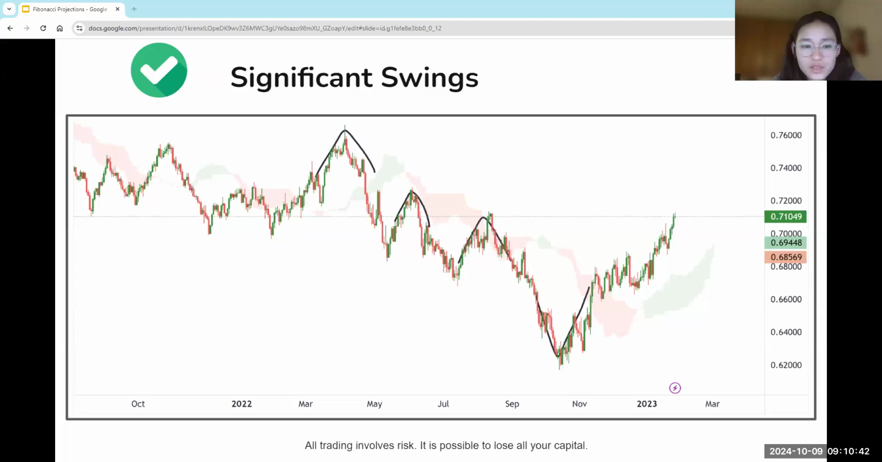Okay, so here's another example of significant swings. So I've drawn out the peaks and the troughs in this example to show you exactly how clear it should be.